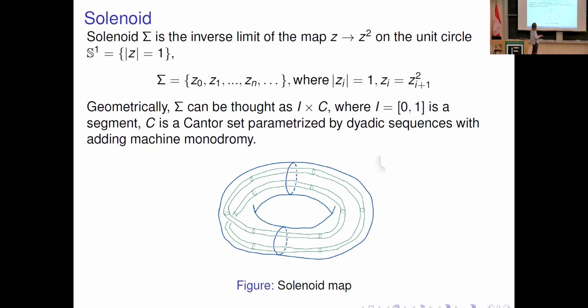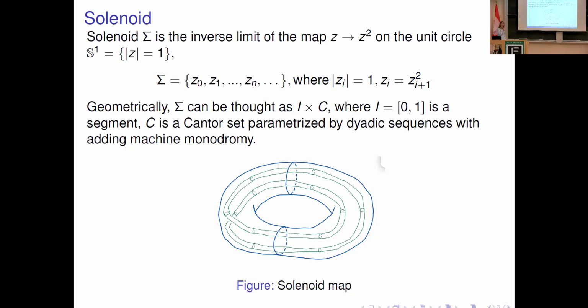So I have the set sigma such that each point belongs to the unit circle, and if I square z i plus 1, I get z i. This set has the structure of a group, and this is a solenoid. You can do that for any power, there is nothing special about z squared. You can do it for z to the power d, but we'll restrict to the power 2 in this talk.